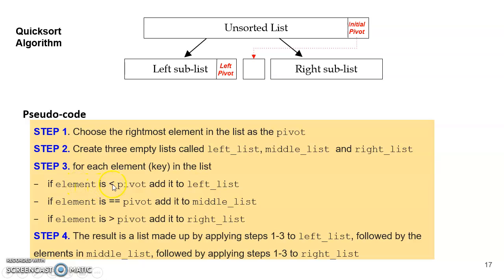You check if the element is less than the pivot, add it to the left list. If it's equal to the pivot, add it to the middle list, and if it's greater than the pivot, add it to the right list. And of course the pivot being the middle list. The result is a list made up by applying steps 1 to 3 to the left list, followed by the elements in the middle list, followed by applying steps 1 to 3 to the right list.